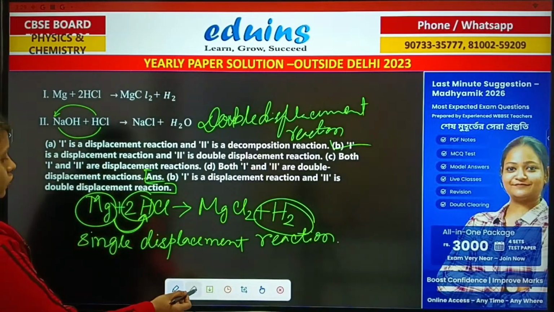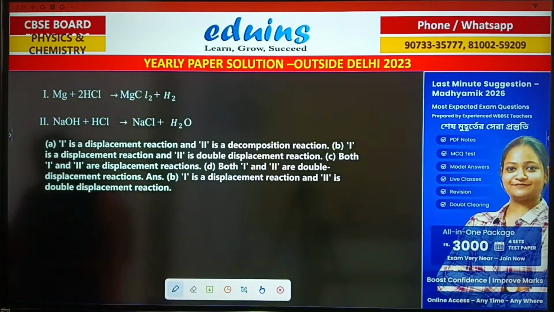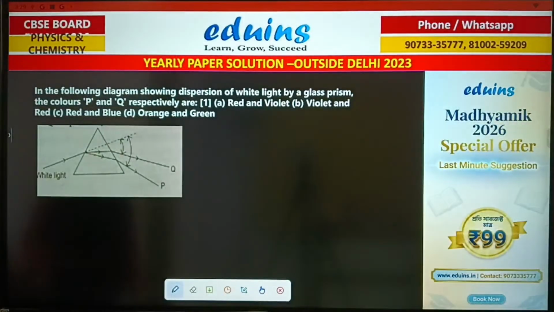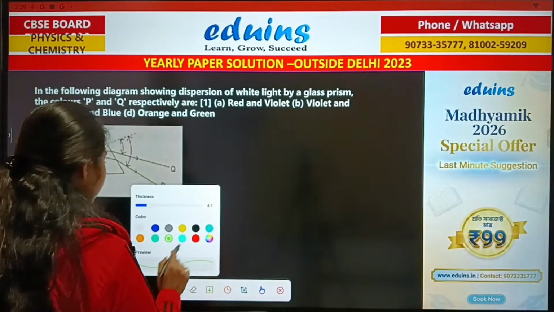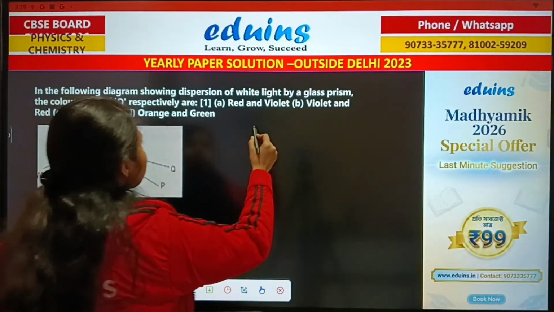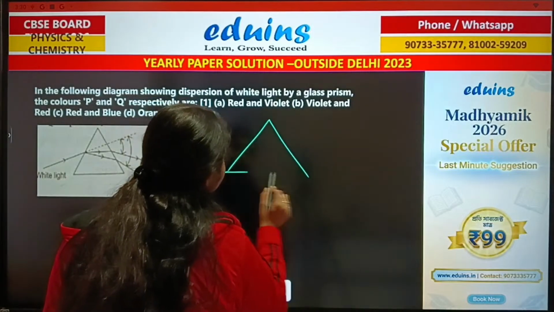That was a part of chemistry, and now we get a question from the physics part. In the following diagram showing dispersion of white light by a glass prism, the colors P and Q respectively are: red and violet, violet and red, red and blue, orange and green. So I have to draw it clearly for you so you can see it properly.